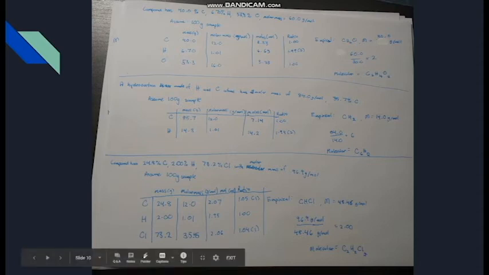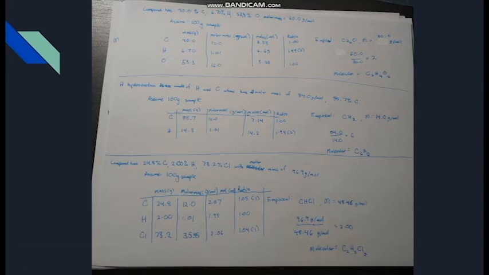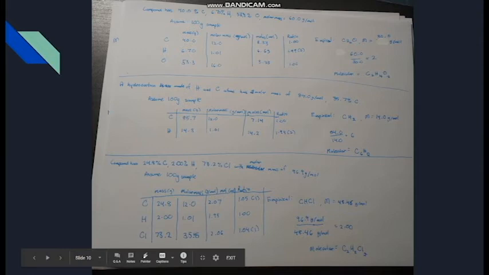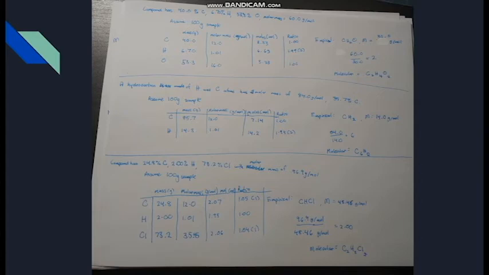So the molar mass of CHCl is about 48.46 grams per mole. Divide this by the actual molar mass, and we get about a ratio of 2, meaning that we multiply the empirical formula's atoms by 2, so the molecular formula is going to be C2H2Cl2.